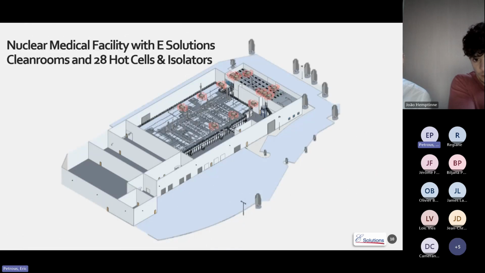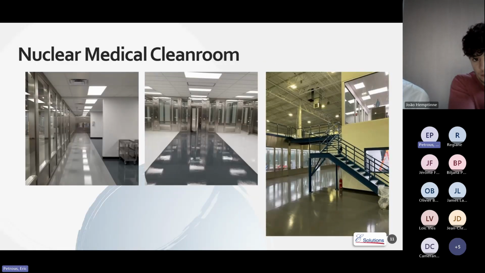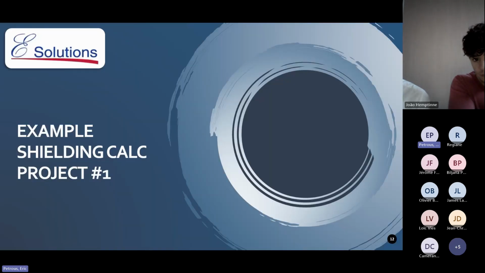And here's an overview of one of our facilities. As you can see, it's got 28 different hot cells and isolators inside of it. It's quite a big facility. And here's some pictures inside of one. But what we're really here to talk about is how we use RayXpert for us.